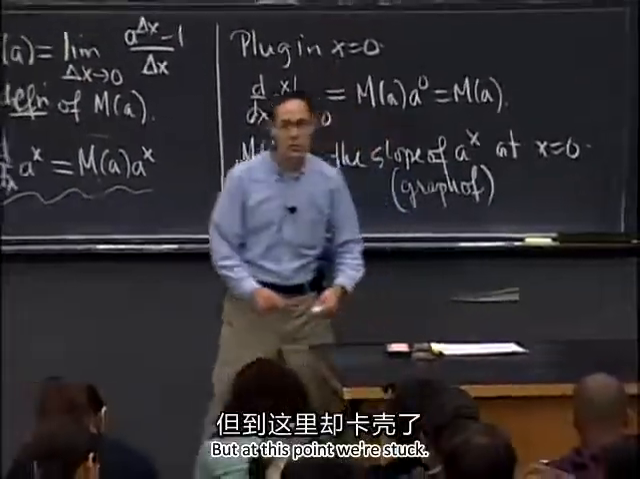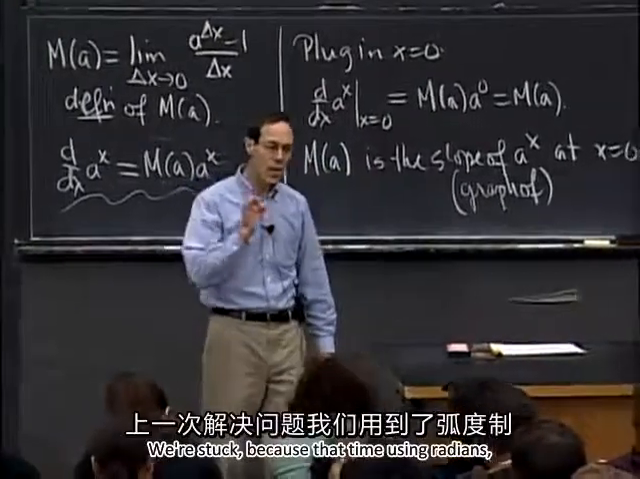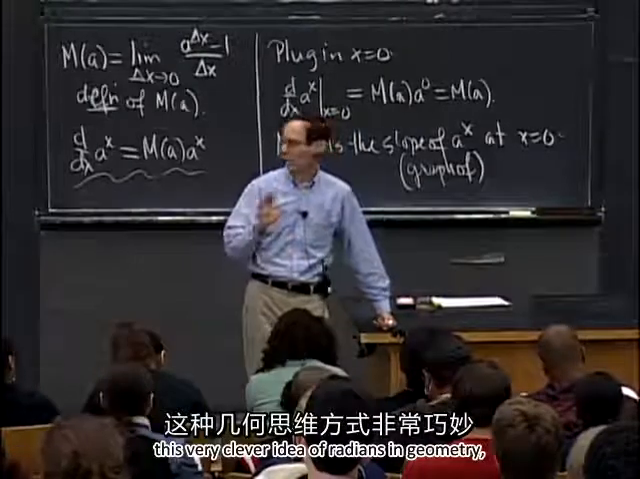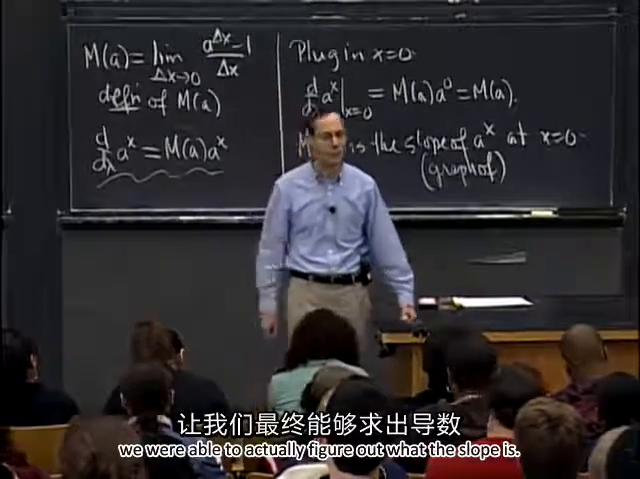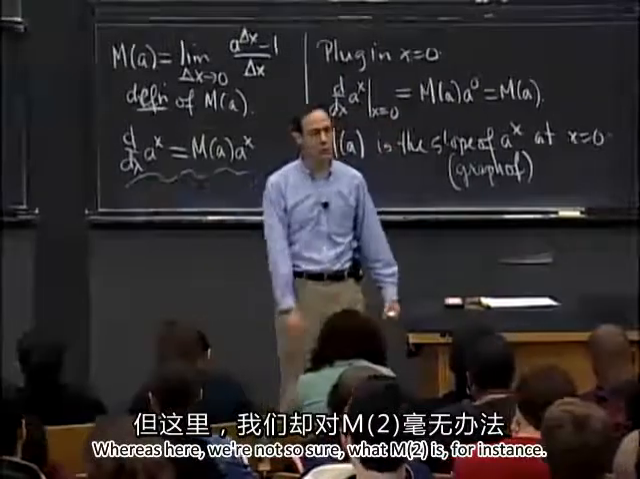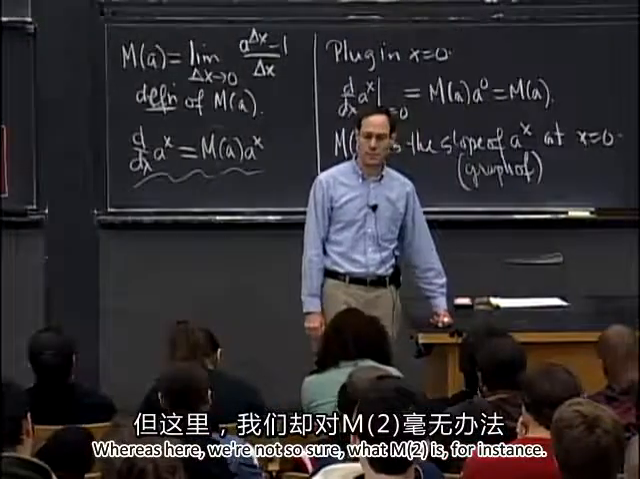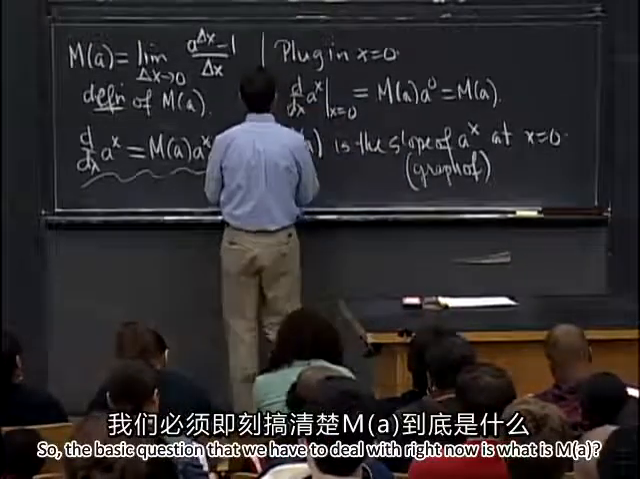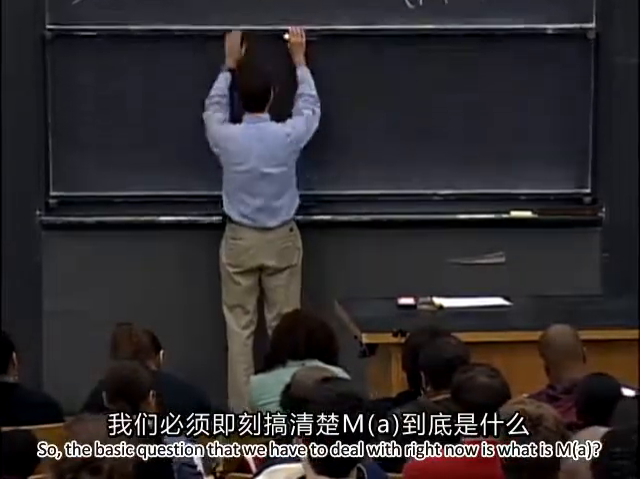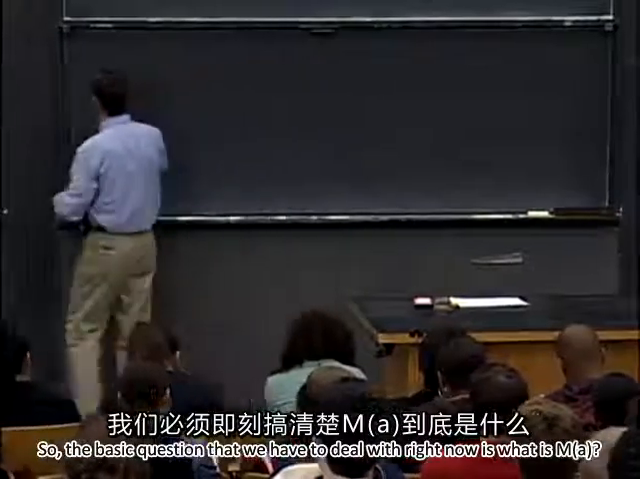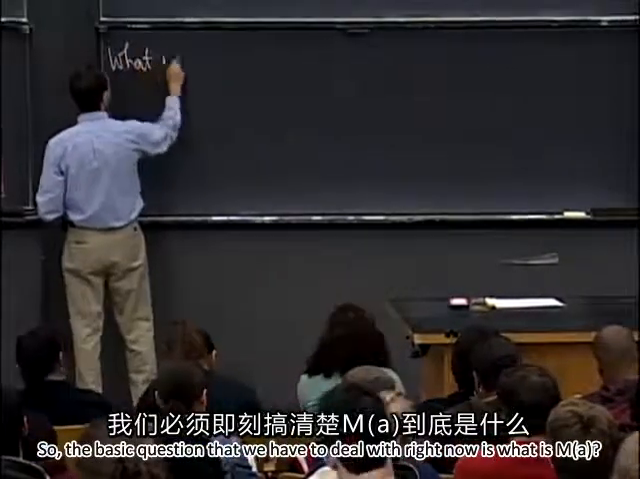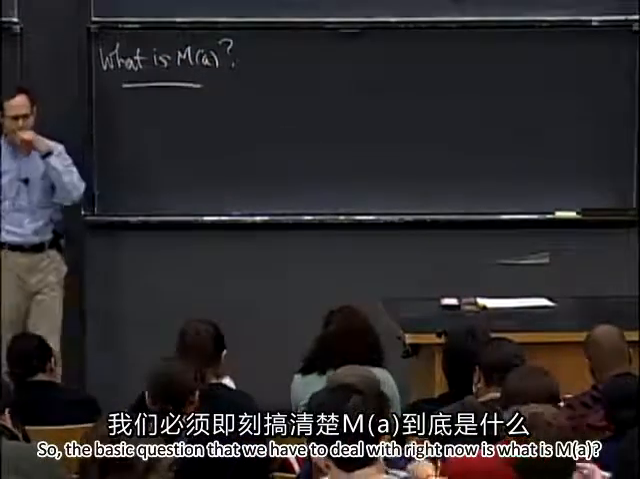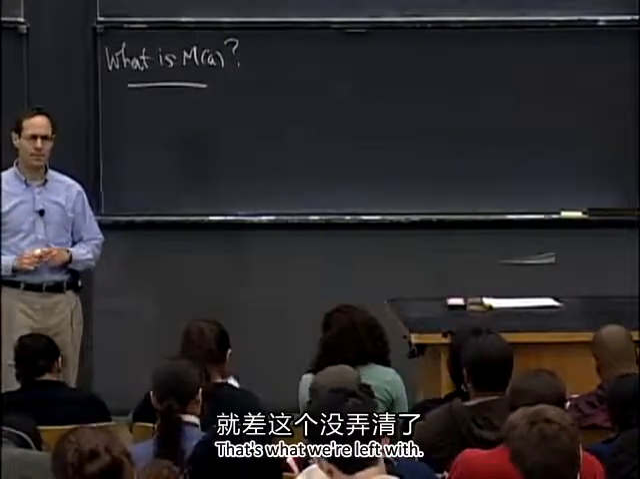But at this point, we're stuck. We're stuck because that time, using radians, this very clever idea of radians in geometry, we were able to actually figure out what the slope is. Whereas here, we're not so sure what m of 2 is, for instance. We just don't know yet. So the basic question that we have to deal with right now is what is m of a? That's what we're left with.